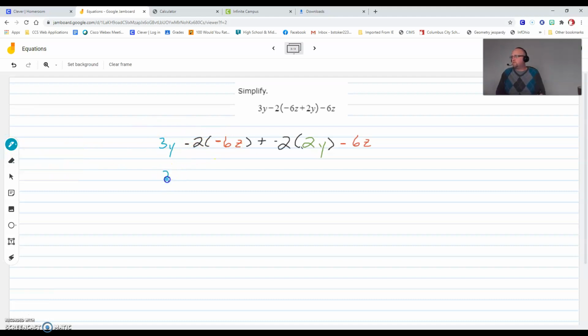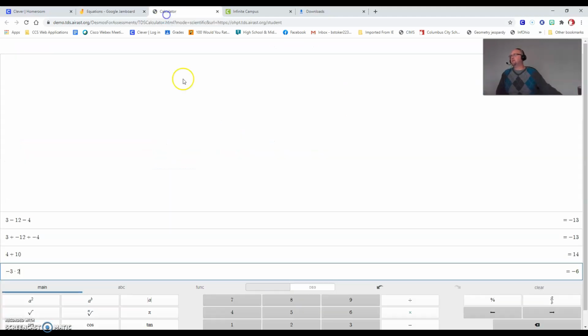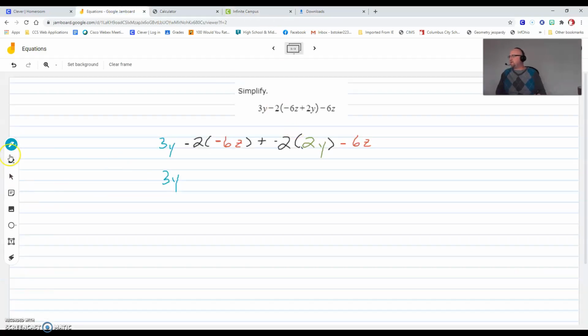So first things first, the 3y here comes straight down. Nothing happens there. Now I'm going to do negative 2 times negative 6. Just to show you again, some people had some issues with that. Double check with the calculator so that you don't mess your signs up. Because if you don't remember that negative 2 times negative 6 gives you a positive 12, when you go to put that answer in, it's probably going to count it wrong. Not probably, it will, because negative numbers and positive numbers are not the same thing. So that's going to be plus 12z. Here, negative 2 times 2y is going to give you negative 4y. And then I still have that minus 6z back here.